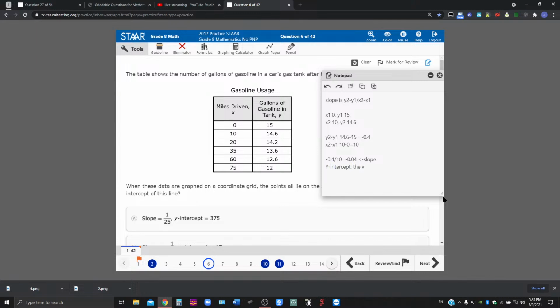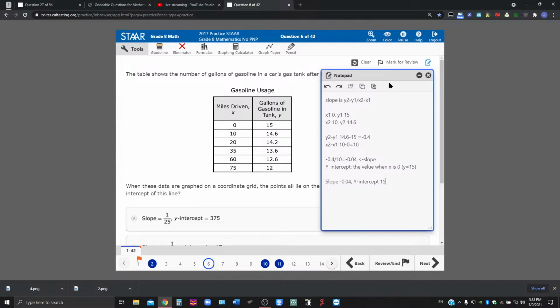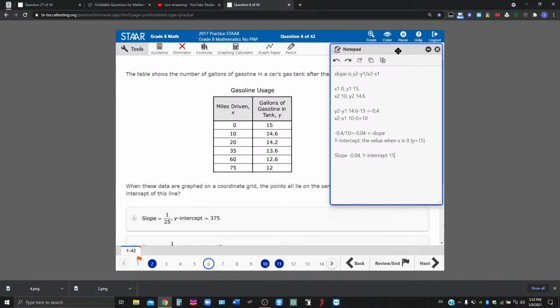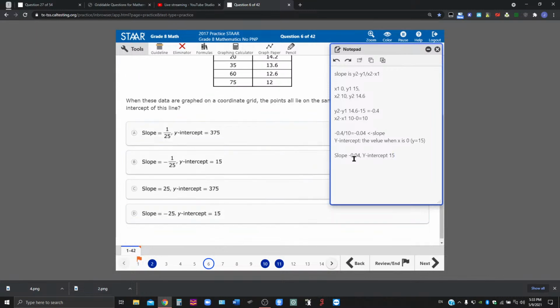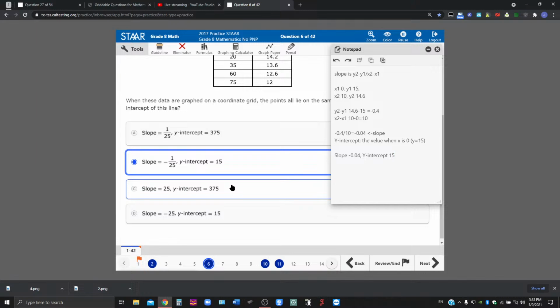And as to the y-intercept, that's the value when x is 0. When x is 0, we read from the table, that's 15. Okay, y equals 15. Therefore, we have slope negative 0.04, y-intercept 15. So use these notes, it also works like a mind map to help you navigate through the steps. Now just check which option gives you negative 0.04 and 15. Okay, and that's going to be B.